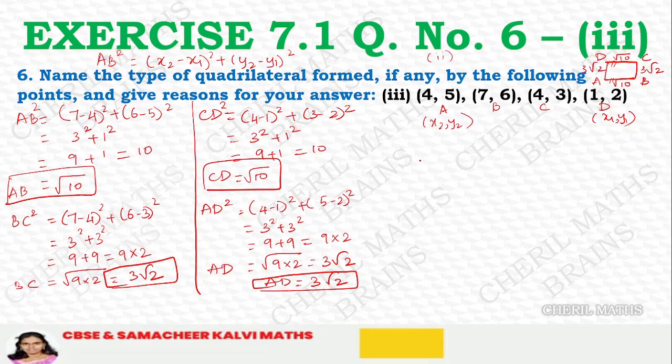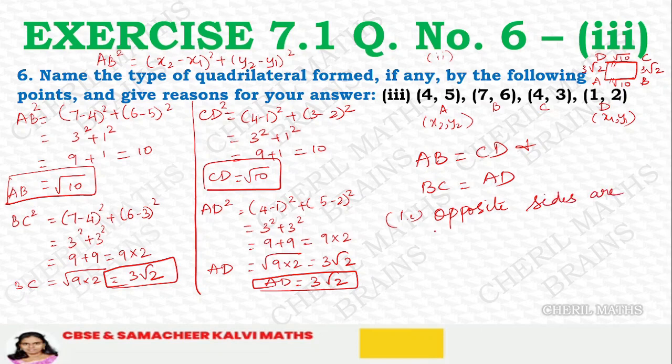Looking at this, we can say that AB is equal to CD, and BC is equal to AD. That means I can say opposite sides are equal.